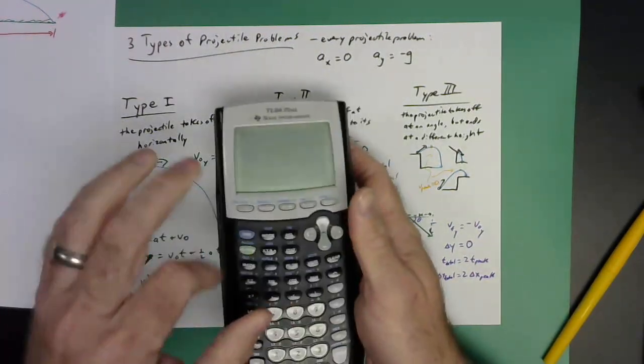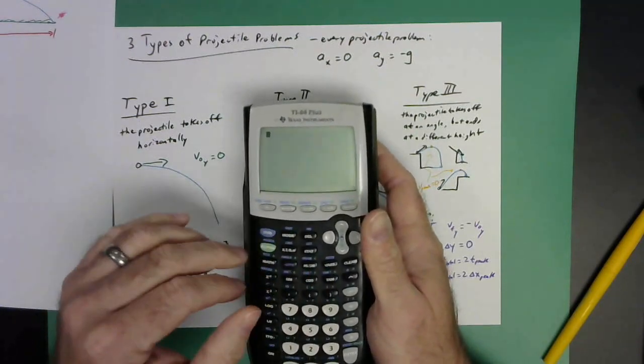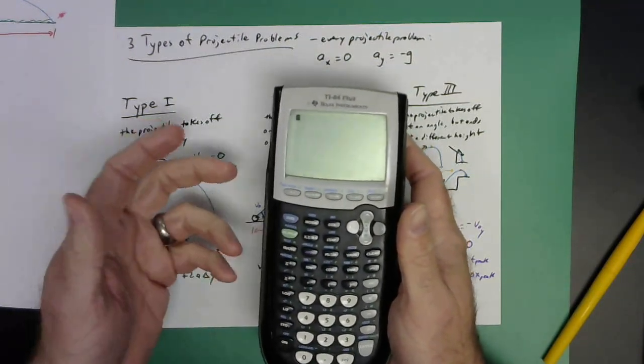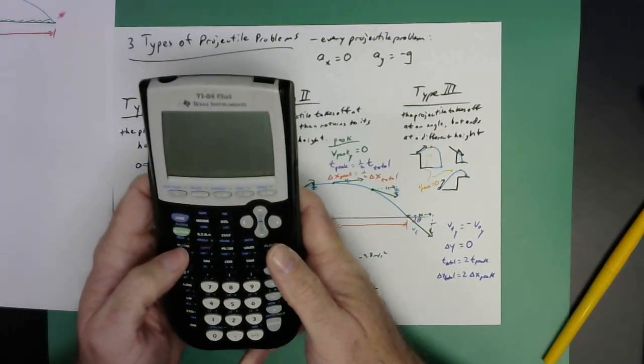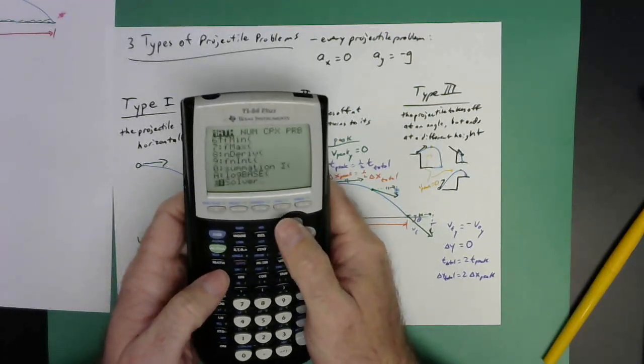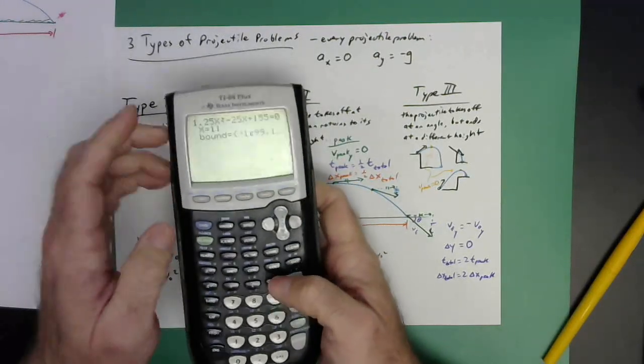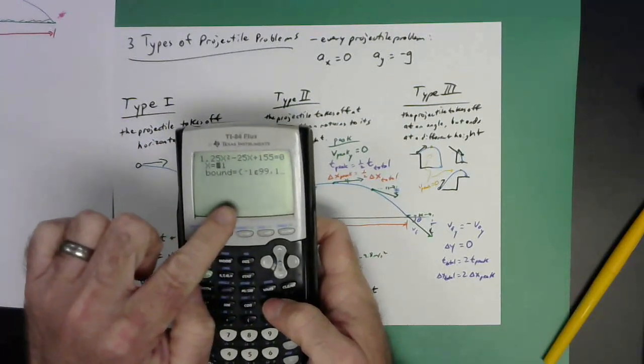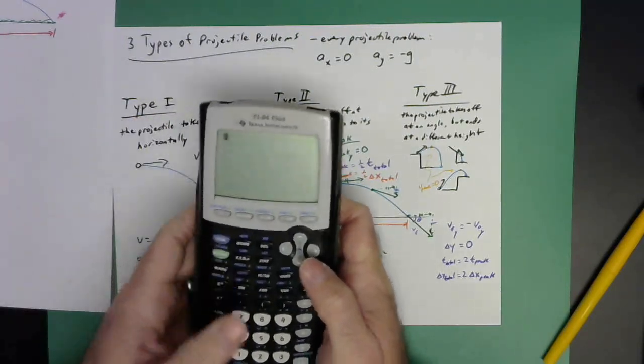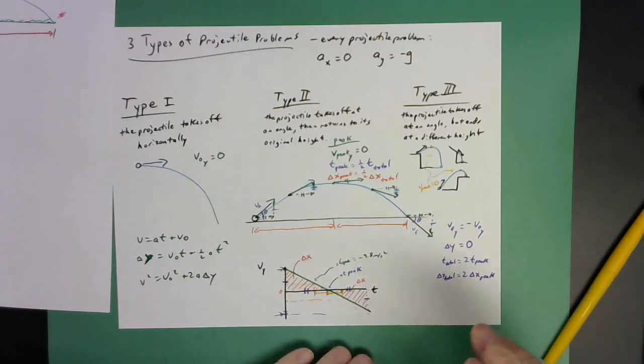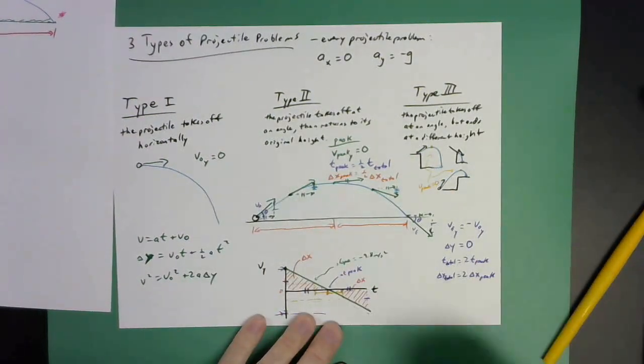A lot of people program in their own little quadratic solver program too, and that's okay, but there's not a need because there's a built-in function here in the math menu called solver that lets you punch in a quadratic and solve it. So anyway, once you learn how to use it. Alrighty, that's it. That's the 3 types of projectile problems.